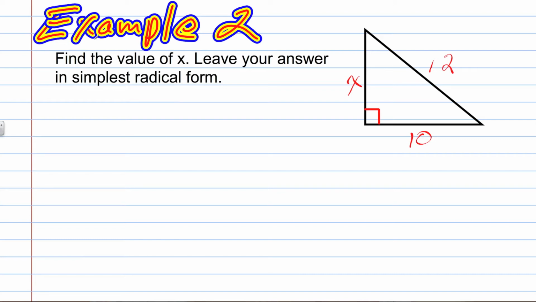In example 2, we find ourselves being asked to find the value of x. Leave your answer in simplest radical form. So that's going to be important at the end, simplest radical form. Here we have a right triangle depicted, and what we're asked to find is the length of a leg. It's the length of a leg because we know the length of the hypotenuse is 12 because that's the side across from the right angle. So the Pythagorean theorem comes to mind.